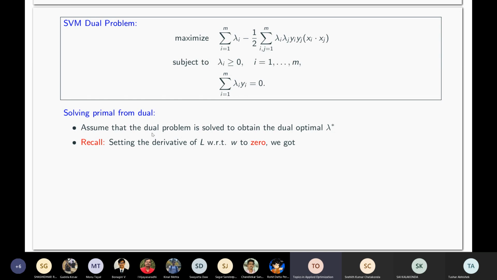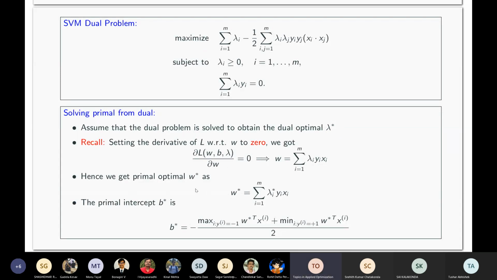So, solving the primal from the dual: assume that the dual problem is solved to obtain the dual optimal lambda star, since we are maximizing over lambda. The question is, how do I get back x star, the primal optimal? Well, the first step is that you solve the dual. That gives you lambda star. Now you set the derivative of L, the Lagrangian, with respect to W and equate it to 0. Then if we do that, we have this.